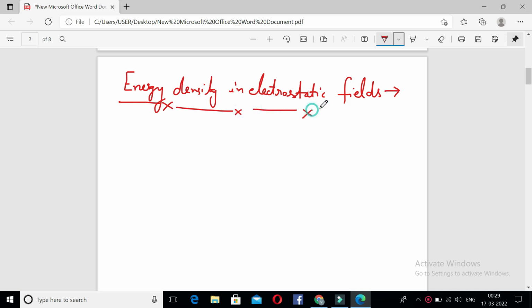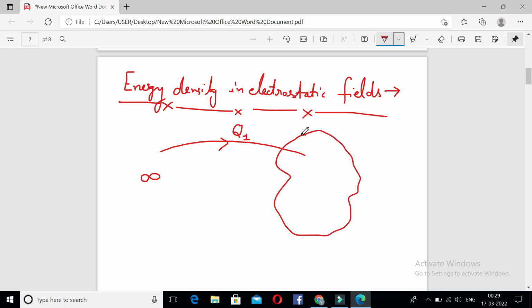Suppose we are transferring three charges from infinity to points P1, P2 and P3 respectively. That is, this is infinity, and we transfer charge Q1 from infinity to point P1. Second, charge Q2 to point P2, and third, charge Q3 to point P3.